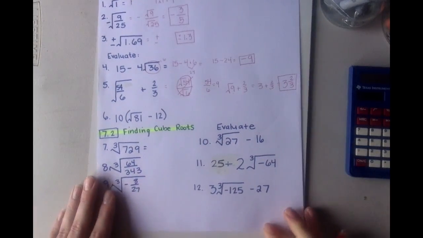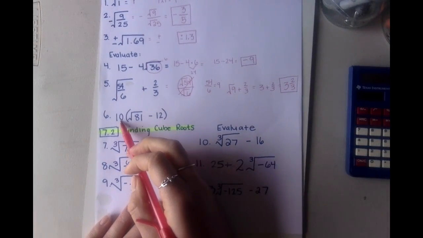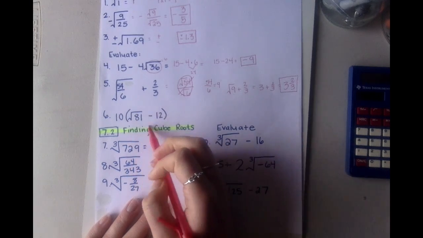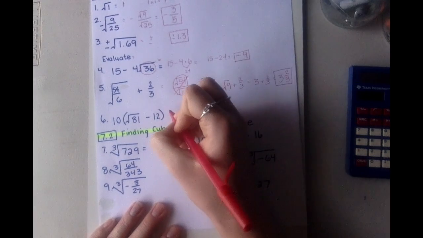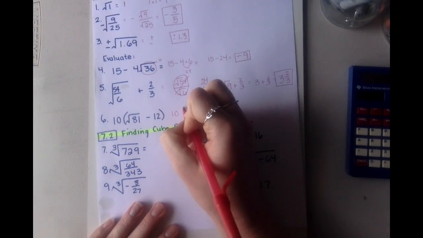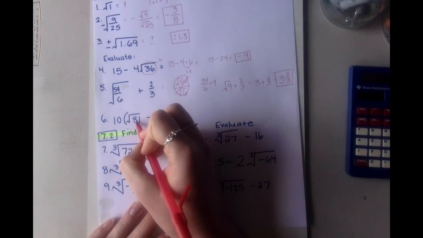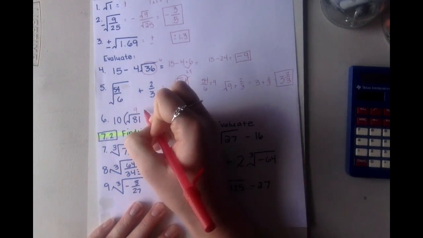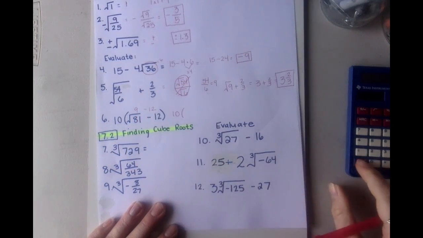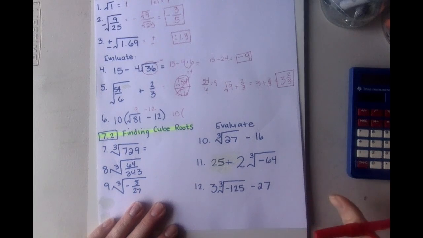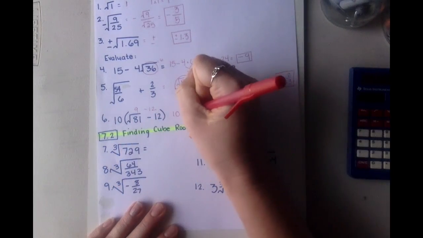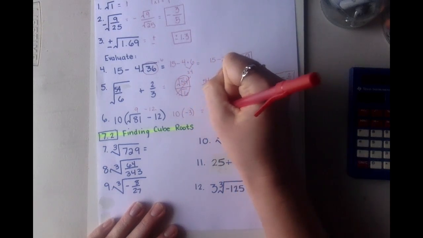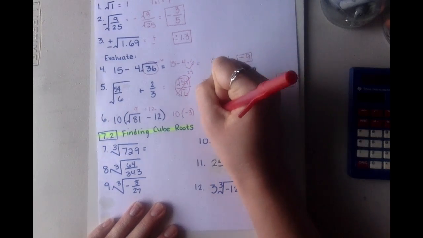All right, so what about number 6? Number 6 is 10 times whatever PEMDAS, parentheses, whatever the square root of 81 minus 12 is. So this is 10. And I want to find first, well, the square root of 81 is 9, so I have 9 minus 12. So I think, what is 9 minus 12? That's a negative 3. So this is 10 times a negative 3. So my answer is a negative 30.